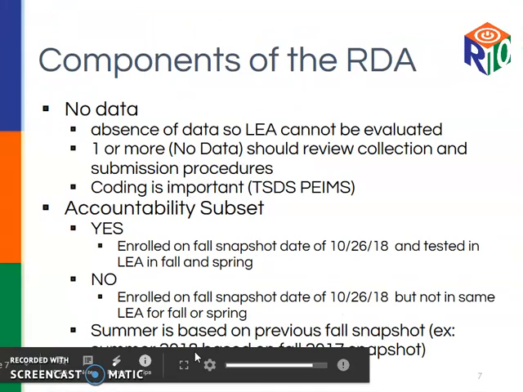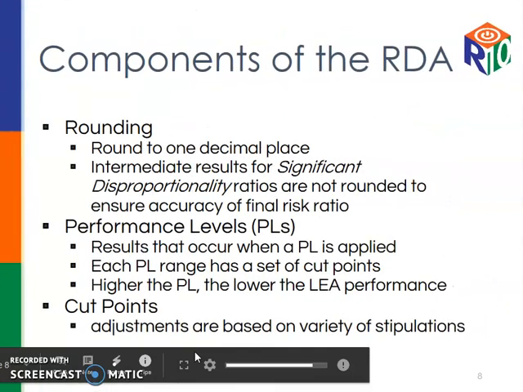So it's very important to understand the components of the RDA, and this can be referenced in the RDA manual, so please make sure the RDA manual is referred to. But just to give you a quick overview, there are some components that are referred to as no data. There is an accountability subset. There is a component titled rounding, and so it explains how each indicator is rounded.